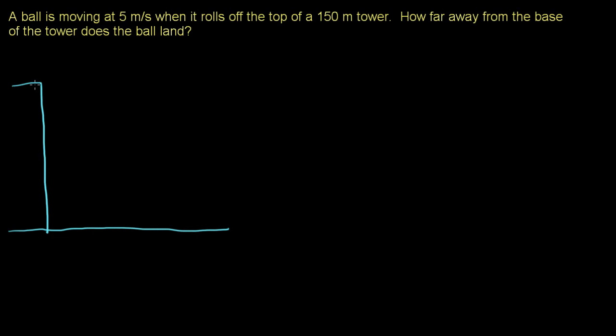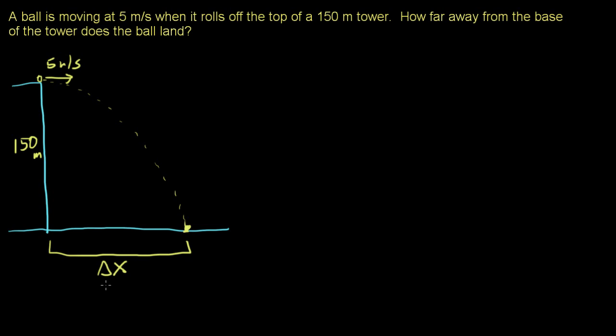My ball is up here, and it's moving at 5 meters per second horizontally. We know that, 5 meters per second. Now we also know that the height of the tower is 150 meters. And we have a pretty good idea that the ball is going to do something like this and hit the ground over here somewhere. And that's what we want to find. We want to find that distance. So this is just an x displacement, delta x is what we want.